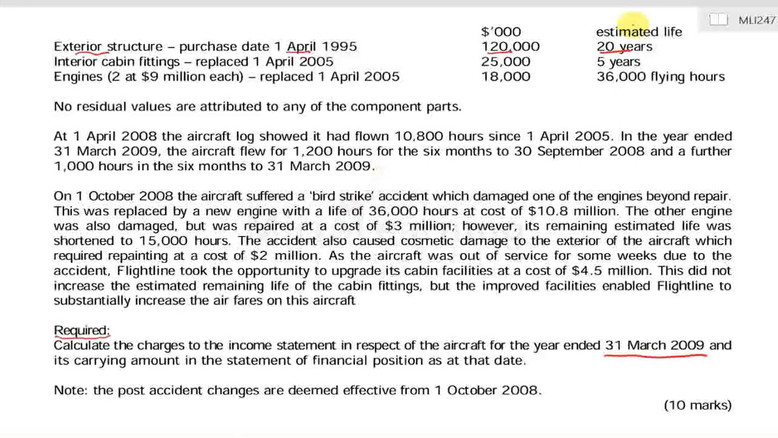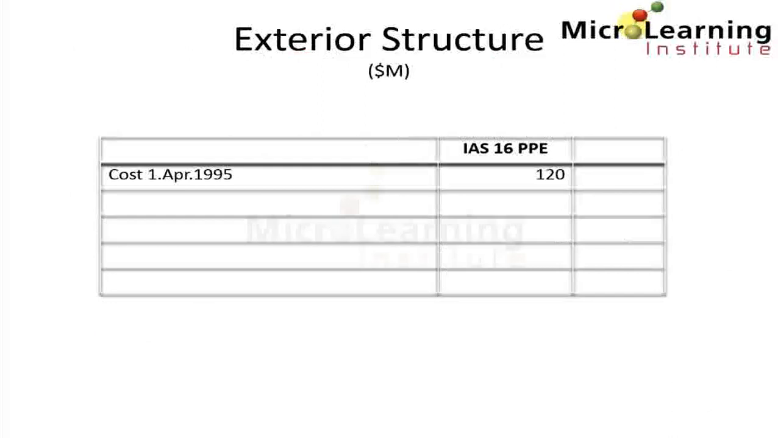Let's begin by looking at the exterior structure of the plane. In the question you can see we are told that the exterior structure was purchased on the 1st of April 1995 for $120 million and that it has an estimated life of 20 years. Consequently, we capture the cost at the 1st of April 1995 at $120 million.